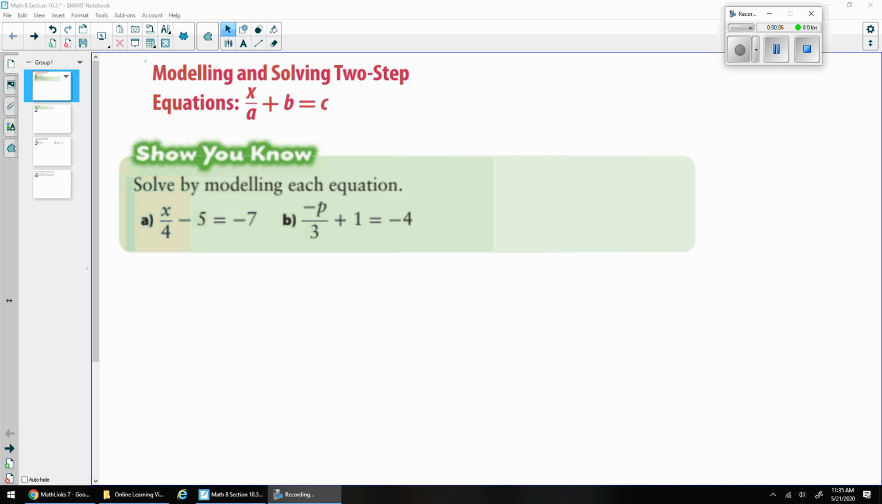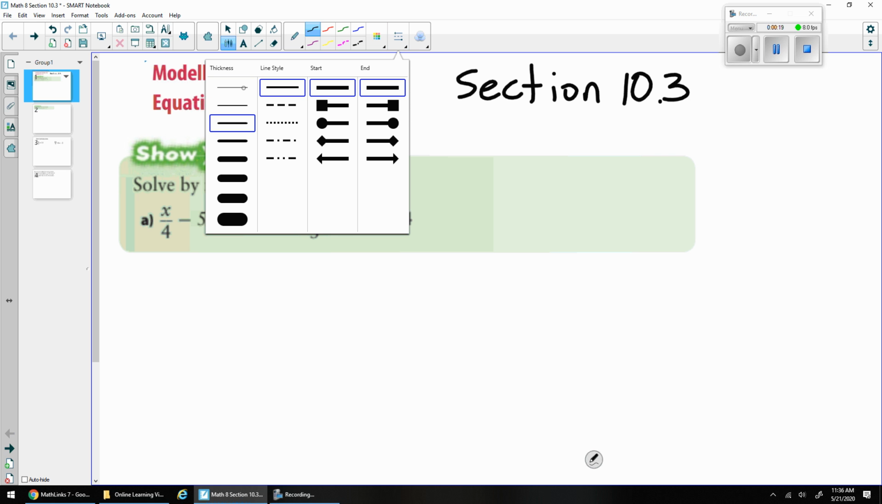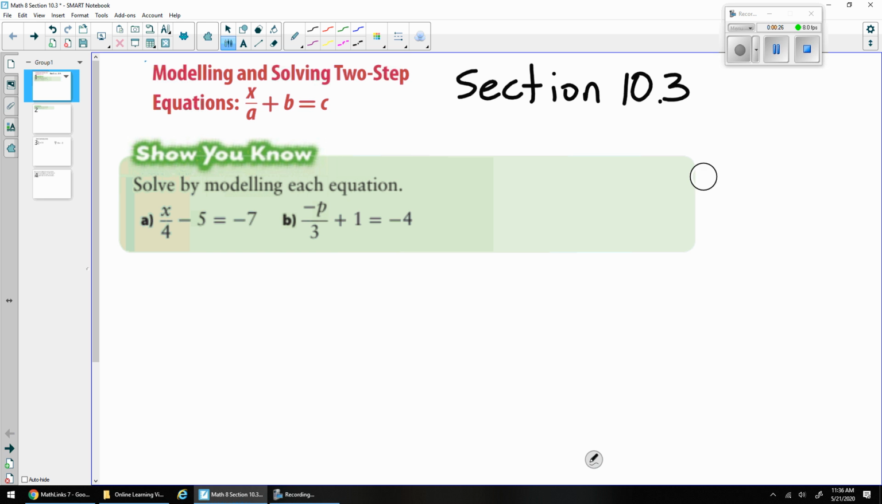So we are on section 10.3 in your textbook. Always good to go look at some of the examples there as well, if you're wanting to understand this stuff. So this is now the first time that we are actually doing something that was not covered in grade 7, and that is looking at solving equations in this format here.